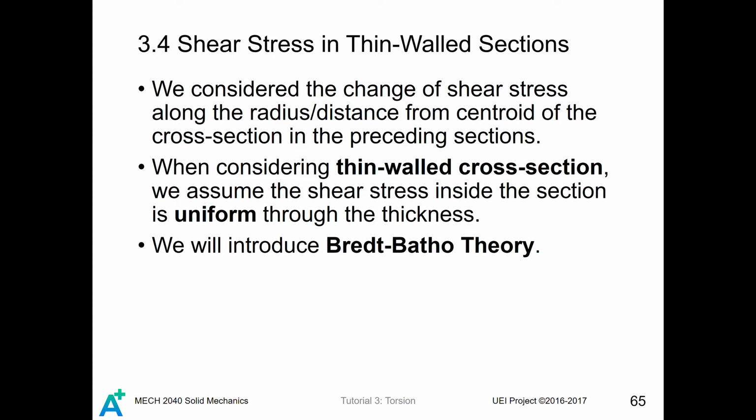Let's move to our final topic in this chapter, which is the shear stresses in the thin wall sections. Previously, we considered the change of shear stress along the radius or the distance from the centroid of the cross-section. We drew a conclusion that tau varies directly with the distance from the centroid of the circular cross-section. However, in the thin walled sections, we assume tau is a constant. To do this, we will introduce the Bredt-Batho theory. Excuse my pronunciation.